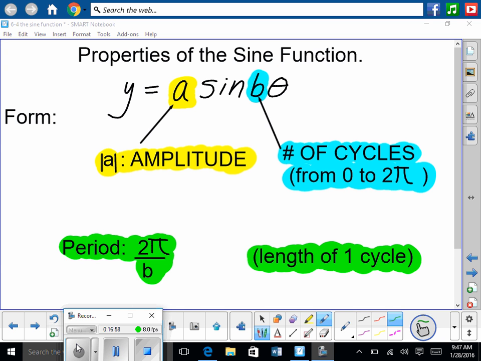That's your amplitude. And then b is the number of cycles, but here's what's important to remember: b is the number of cycles you'll see from 0 to 2 pi. Then algebraically you can find the period, which means the physical length of one cycle, by taking 2 pi divided by b. That's the length of a cycle.